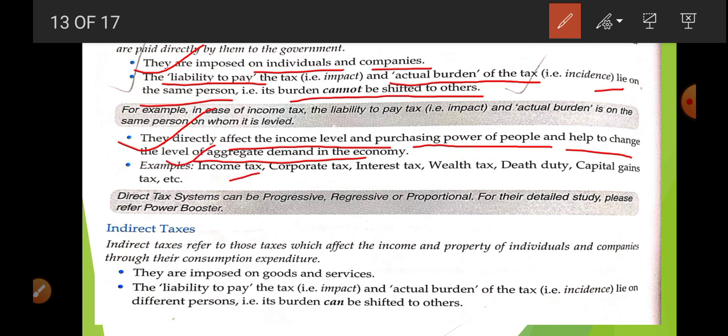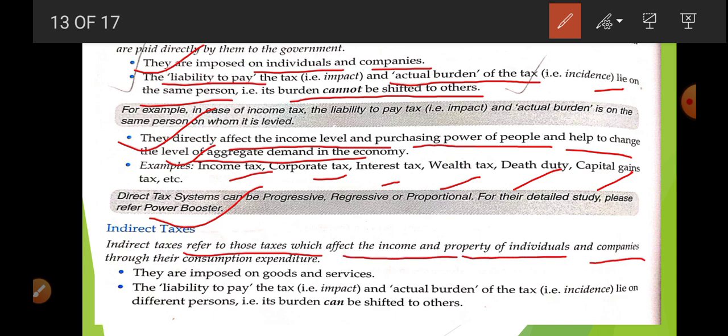What are the examples? Income tax, corporate tax, interest tax, wealth tax, death duty, capital gain, etc. Okay, now what are indirect taxes? Indirect taxes refer to those taxes which affect the income and property of individuals and companies through their consumption expenditure. They are imposed on goods and services. The liability to pay the tax and the actual burden of the tax lie on different persons. The burden can shift.